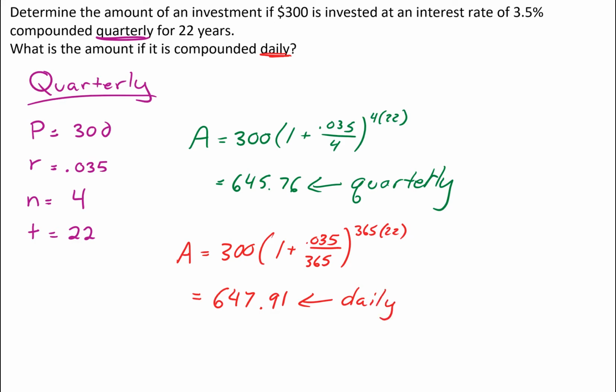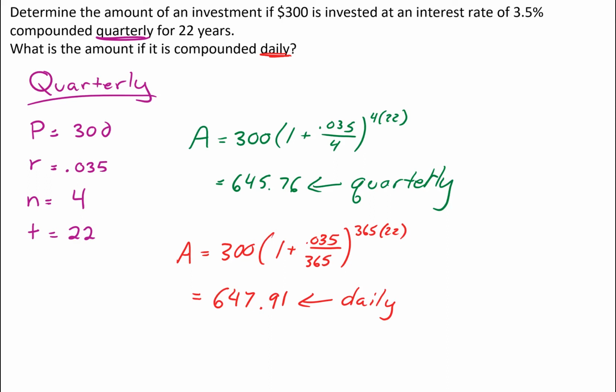Interesting to see how the more often you compound it, it gets you more money, which I think makes sense. The more often you compound the interest, the more often you get the interest, the more money you'll make. But it doesn't make that much of a difference. You only get $2.15 more by compounding it daily instead of quarterly. So interesting how the more often you compound doesn't make a super big difference. So something to keep in mind as you're maybe consulting different savings accounts and things like that.